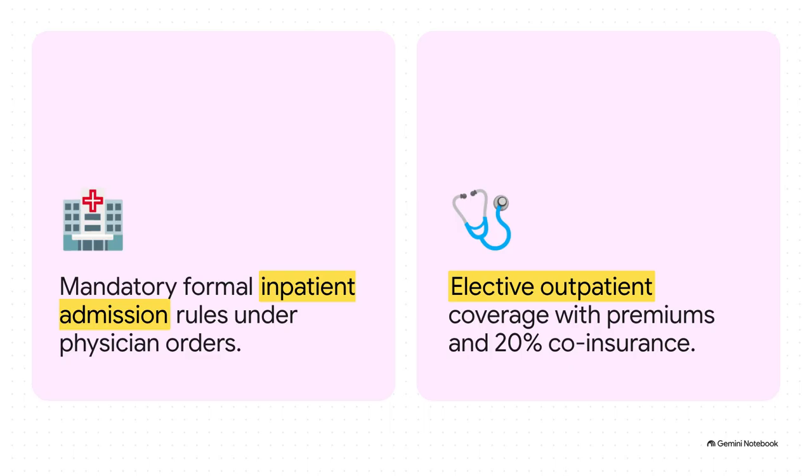Part B, on the flip side, is an elective outpatient coverage system that comes with monthly premiums and a strict 20% coinsurance cost-sharing structure. Knowing this difference dictates exactly how you code and bill the encounter.